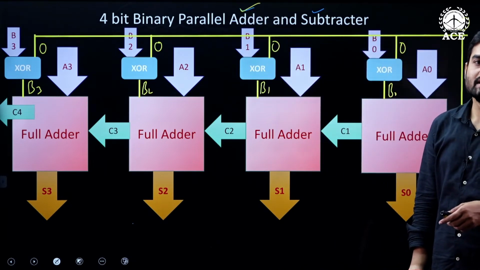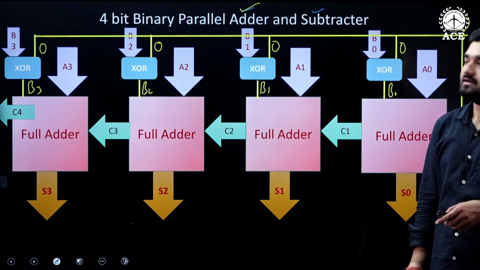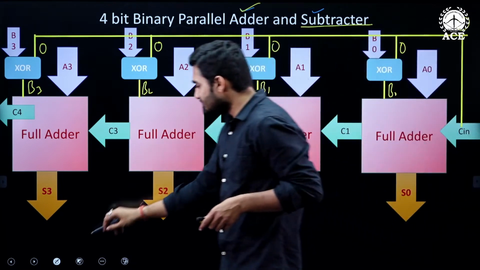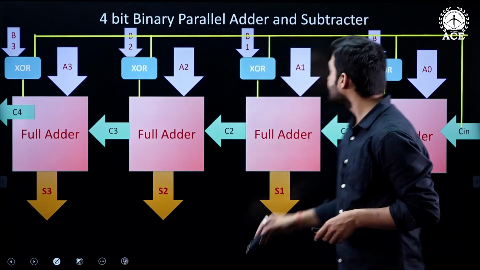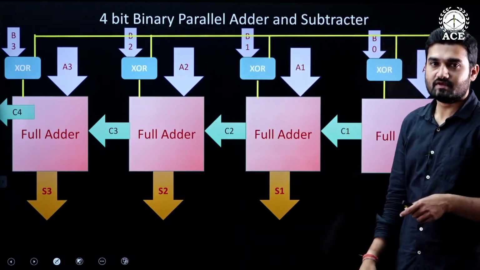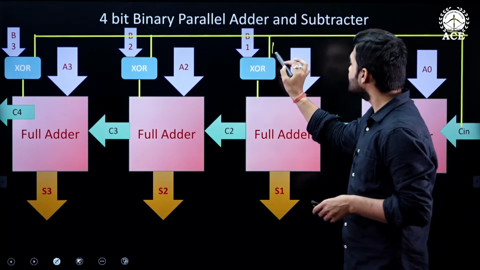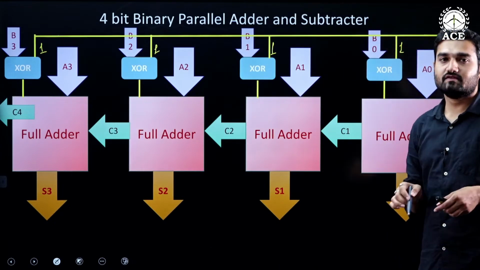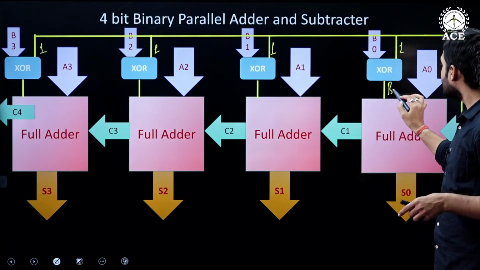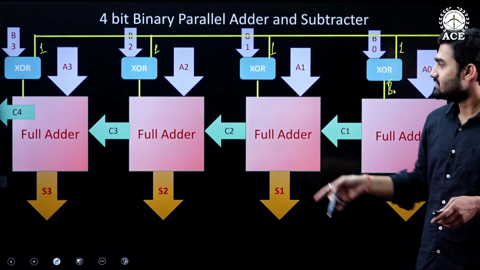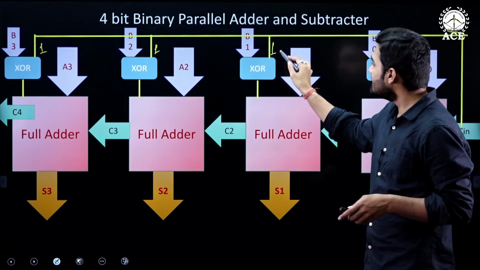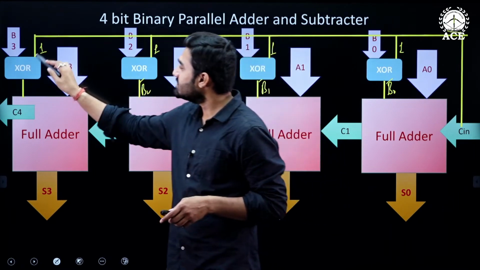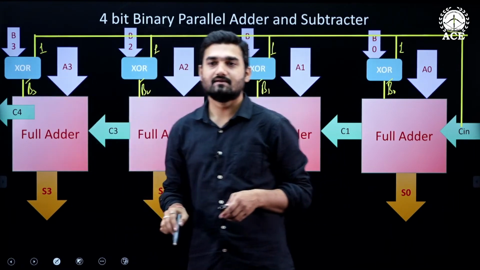But can you tell me about the subtractor? How can you manage the subtractor in the same circuit? Give here one, give here one, give here one, one is here. Now please tell me, what is B0 XOR with 1? B0 XOR with 1 means B0 complement. Just now we have seen, in the same way B1 XOR with 1 is B1 complement, B2 XOR with 1 is B2 complement, B3 XOR with 1 is B3 complement, like that.